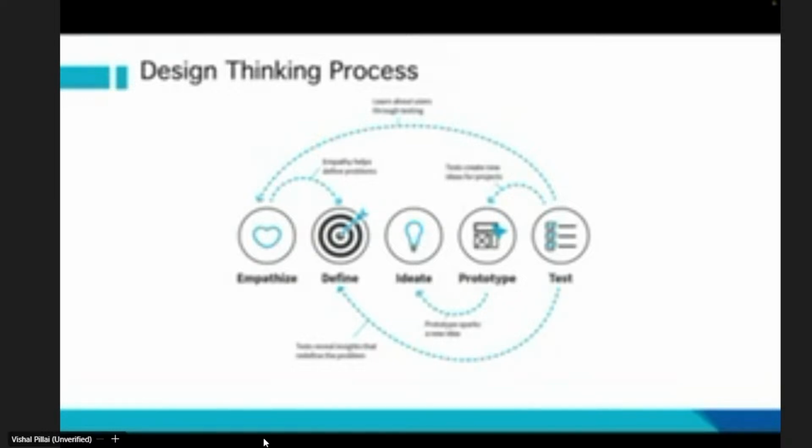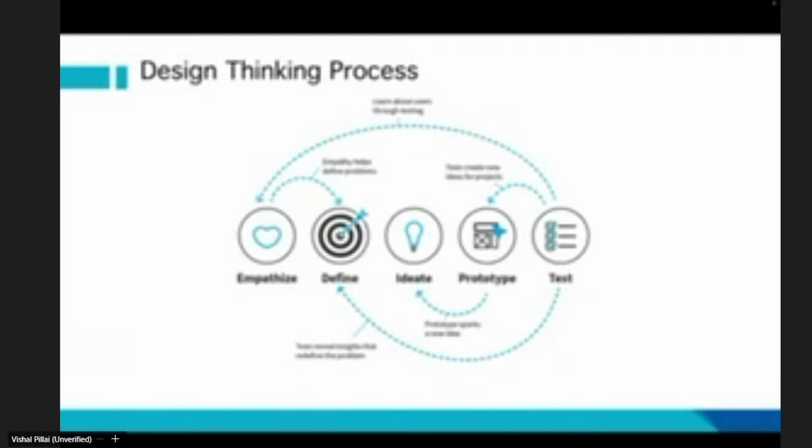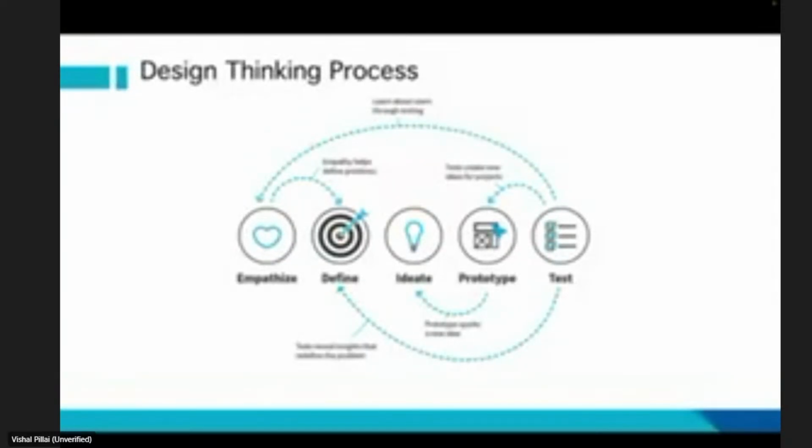For that, you will first empathize. Whatever the problem statement is, you need to go into detail about empathizing with the person who is suffering due to that problem. Then you define the parameters which solve the problem. Now you try to ideate, and once you ideate, you go into prototype. The prototype stage is in the second phase of the SIH, so you don't need to worry about prototyping right now.